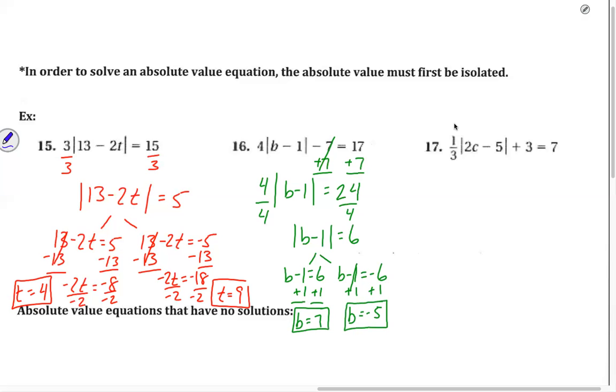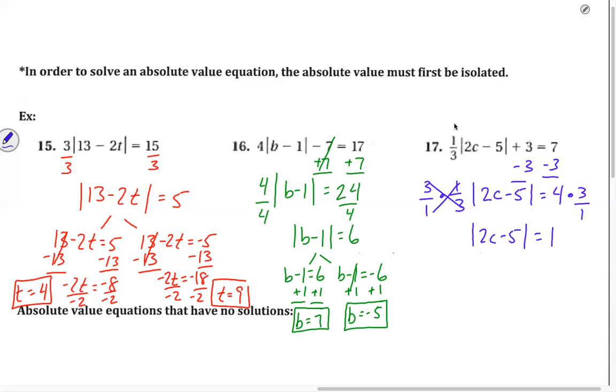Last but not least, number 17 here, I'm going to go ahead and subtract 3, just like I did in number 16. It's going to give me 1/3 times the absolute value of 2c minus 5 equals 4. Now I have this times 1/3, so I get rid of that by multiplying by the reciprocal. Those cancel, and the absolute value of 2c minus 5 equals 12.